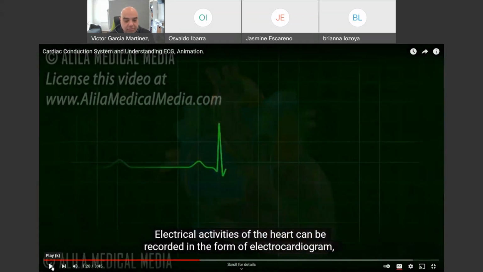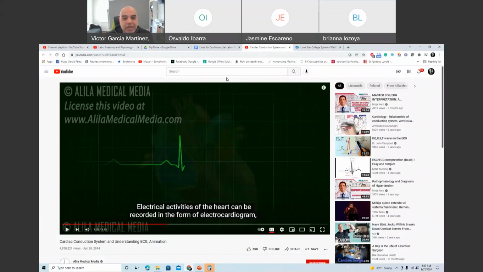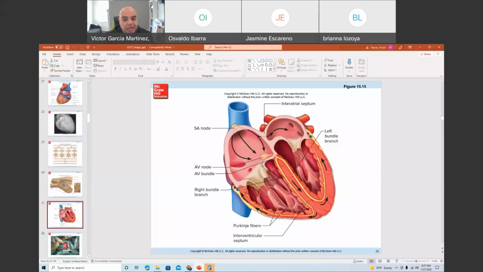Then, if you remember the video last time we were discussing, we have, guys, the SA node or sinoatrial node. And then we need to spread the electricity, the action potential, through the whole heart. First we get the two atria. And then the second station is going to be the AV node or atrioventricular node.